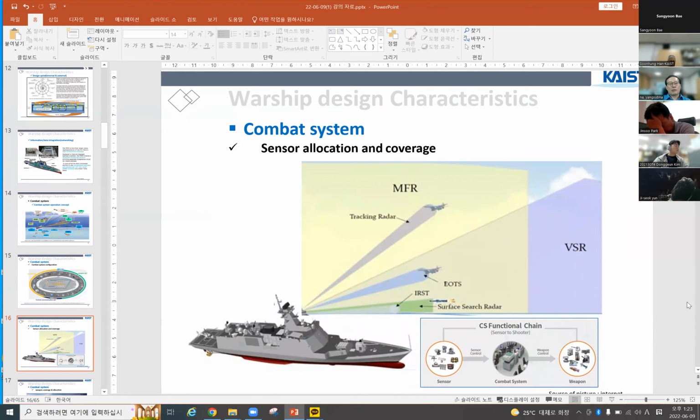Sensor location and coverage. There are many sensors: first the long range volume search radar, the multifunction radar, electro-optical sensors, the IRST, and the surface search radar. These overlap in many parts because if one fails, another covers. Another combat system should cover it. So in any direction and range, they superpose their missions to protect and attack from the enemies.